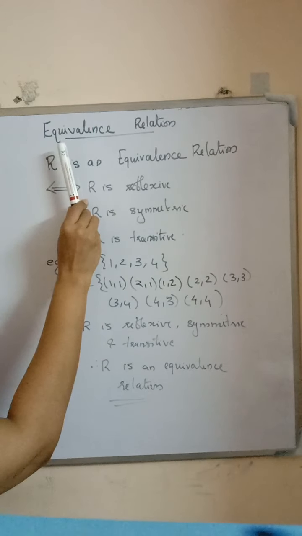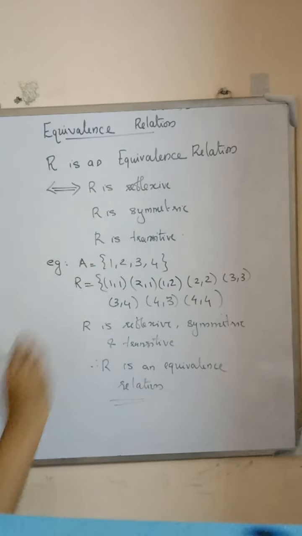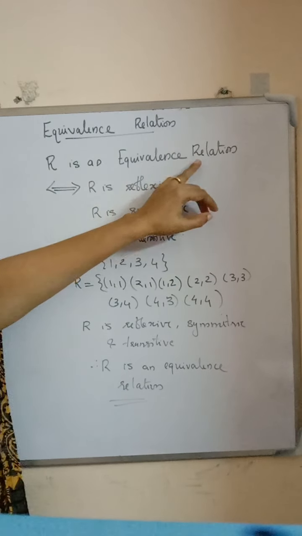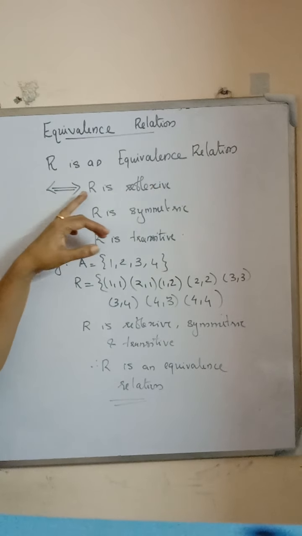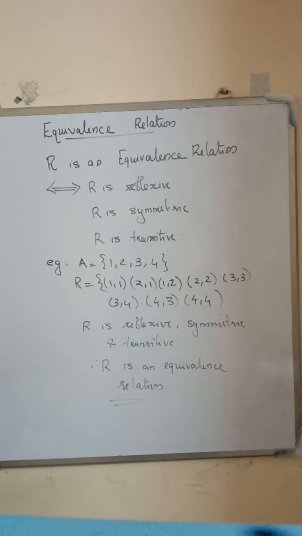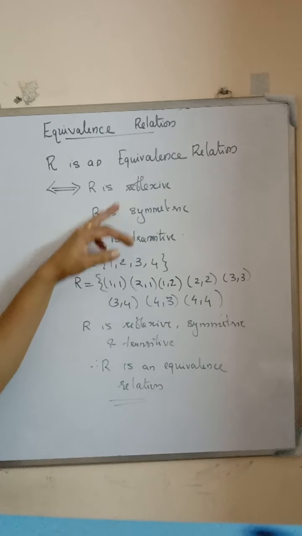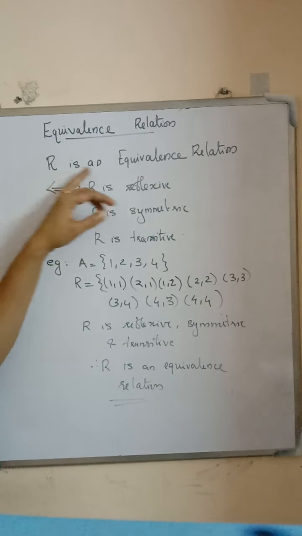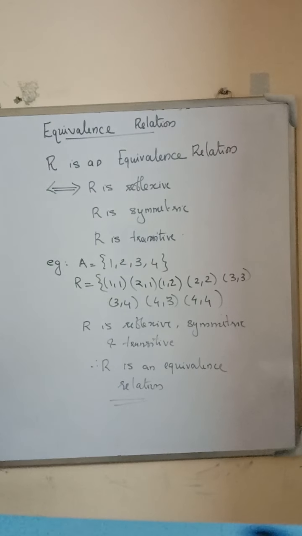Today we discuss the topic equivalence relation. If R is an equivalence relation, then R is reflexive, symmetric and transitive. That is, if a relation is reflexive, symmetric and transitive, then that relation is known as an equivalence relation.